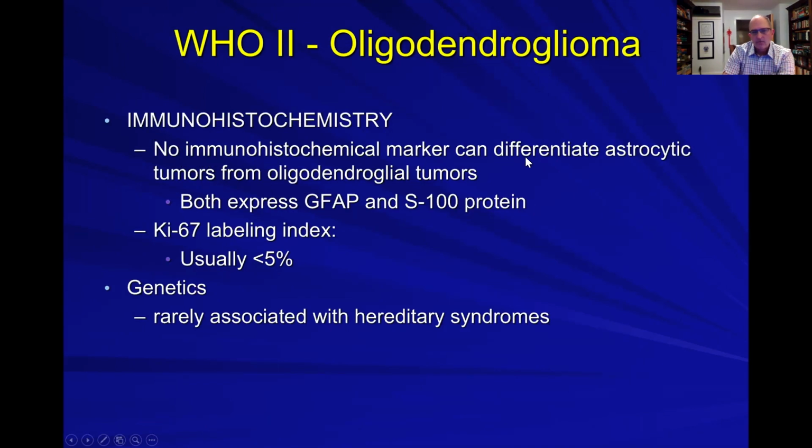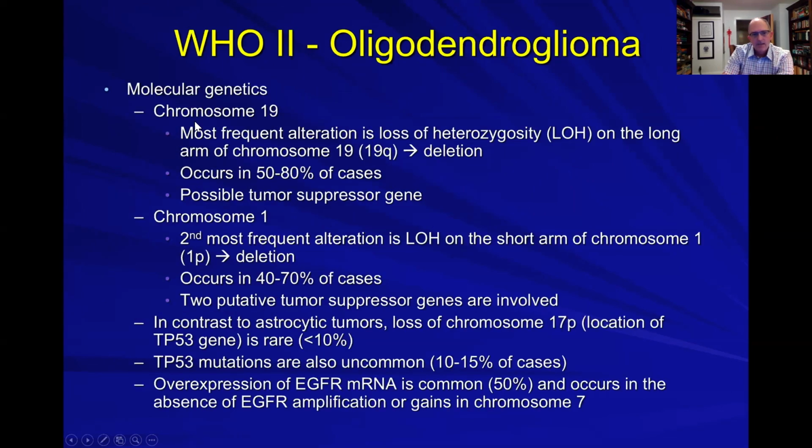Immunohistochemistry, there's no marker that differentiates them perfectly from other tumors. These also can express GFAP and S100. The Ki67 is lower, consistent with grade 2. They're rarely associated with any sort of hereditary syndromes. As far as their genetics, you have probably heard about chromosome 1p and 19q deletions. Chromosome 19 is the most frequent alteration. It consists of a loss of heterozygosity on the long arm of chromosome 19. In other words, it's deleted. That occurs in most oligotumors and may represent a tumor suppressor gene. Chromosome 1 is the second most frequent alteration. Similarly, the short arm of that chromosome gets deleted. It also occurs in a lot of these tumors, and again, can represent possible tumor suppressor genes.